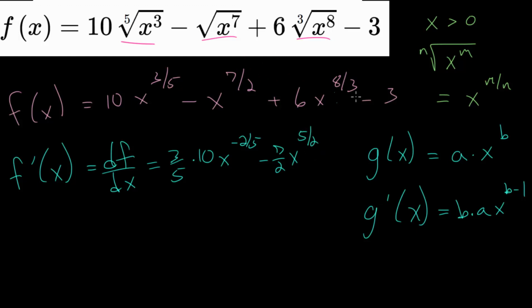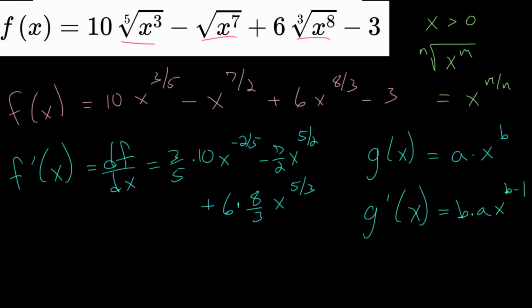Then we repeat the process here. This is getting a bit messy, so let me do it down here. We bring the 8/3 down, so 6 multiplied by 8/3, multiplied by x raised to the 8/3 minus 1, or minus 3/3, so that would be 5/3. And the derivative of a constant is 0. Since the rate of change of a constant is 0, constants do not change.